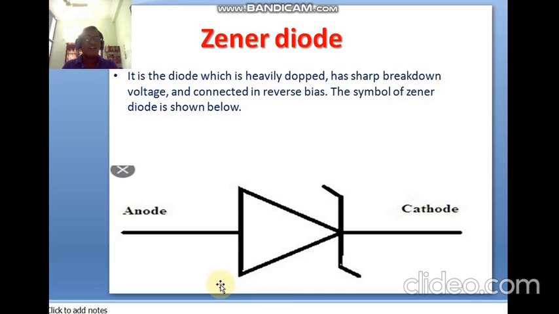The cause for sharp breakdown is nothing but more charge carriers passing through it. When it reaches the breakdown point, the covalent bonds will be broken. When the covalent bonds are broken, more charge carriers are available, so the current flowing is more at a particular voltage. That's why it has a sharp breakdown voltage.